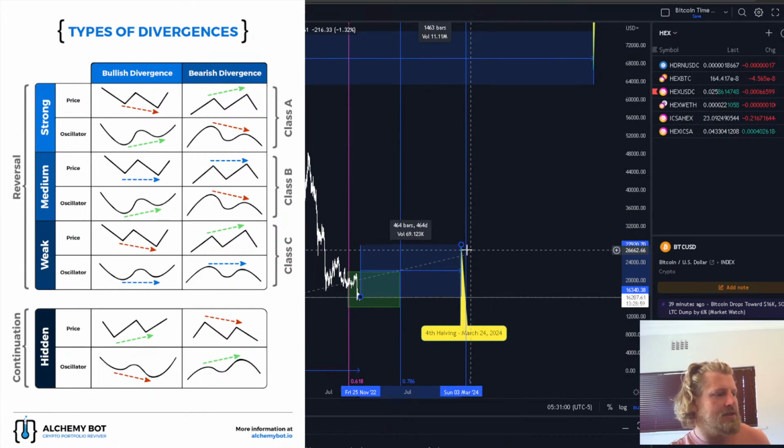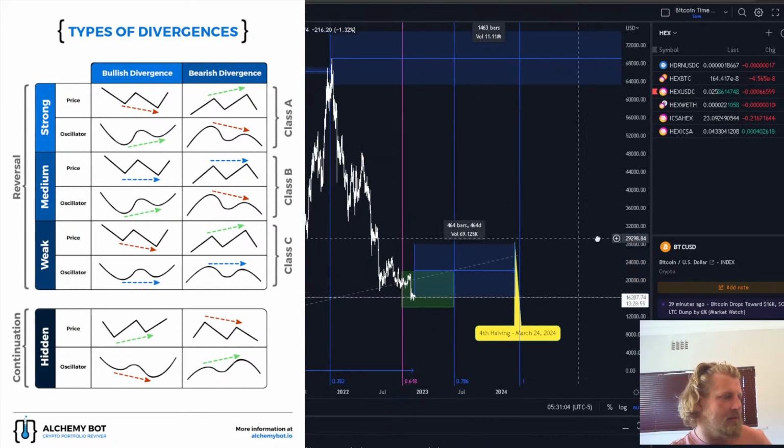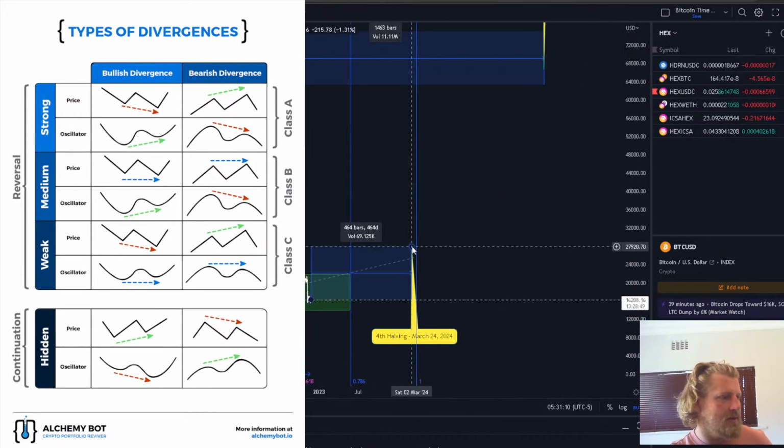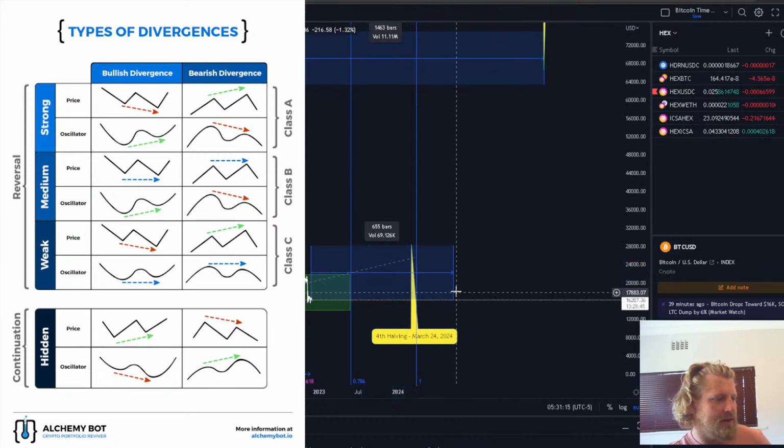So the accumulation phase tends to last quite a long time, right? All the way past, let's just measure this up, 670 days. So if this was the bottom, the accumulation phase will last right into 2024.